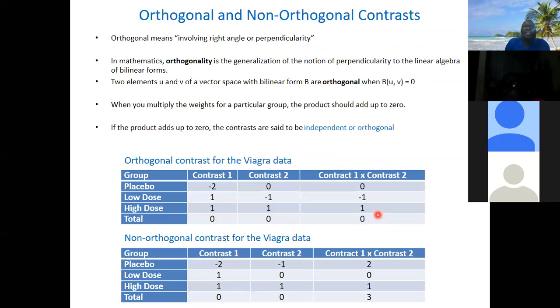Now, let me quickly explain this contrast further. The contrast is the way you assign weight to groups to be able to compare them. So, you start with the smallest one. You give 1, 2, 3, 4. You keep giving like that.